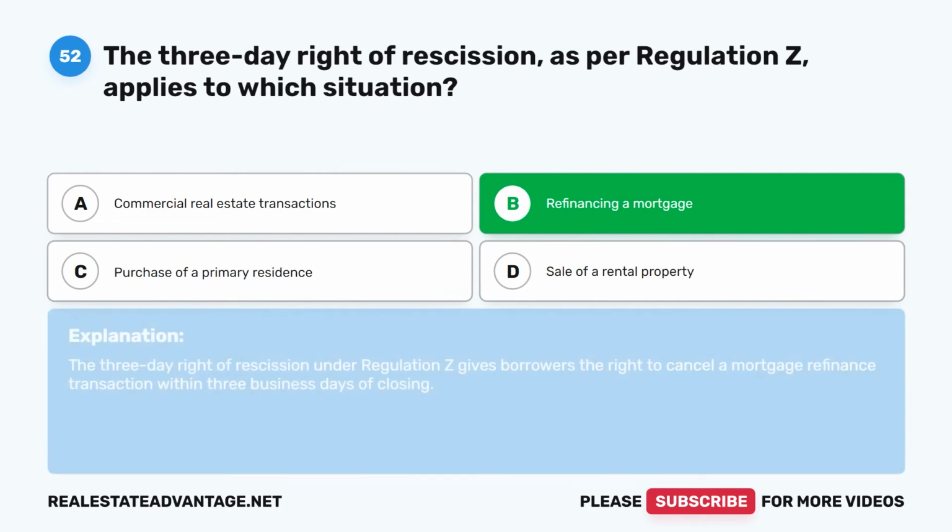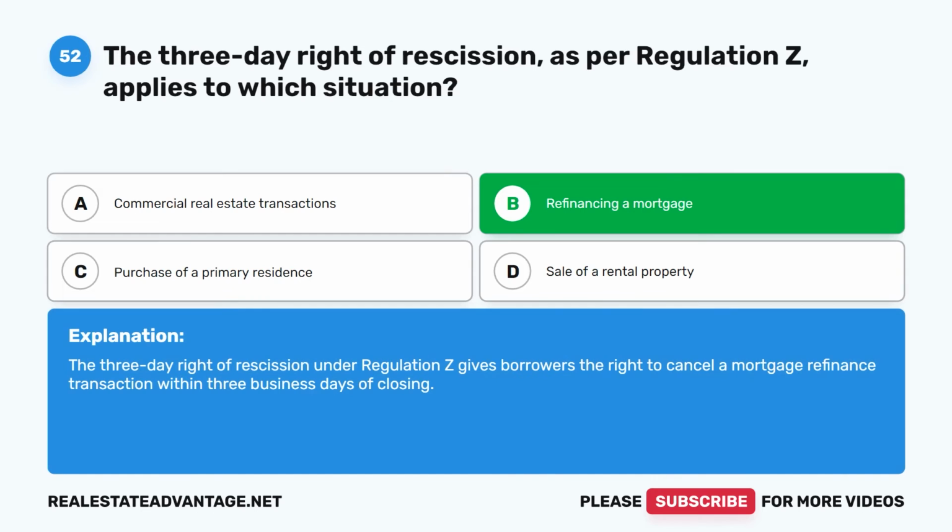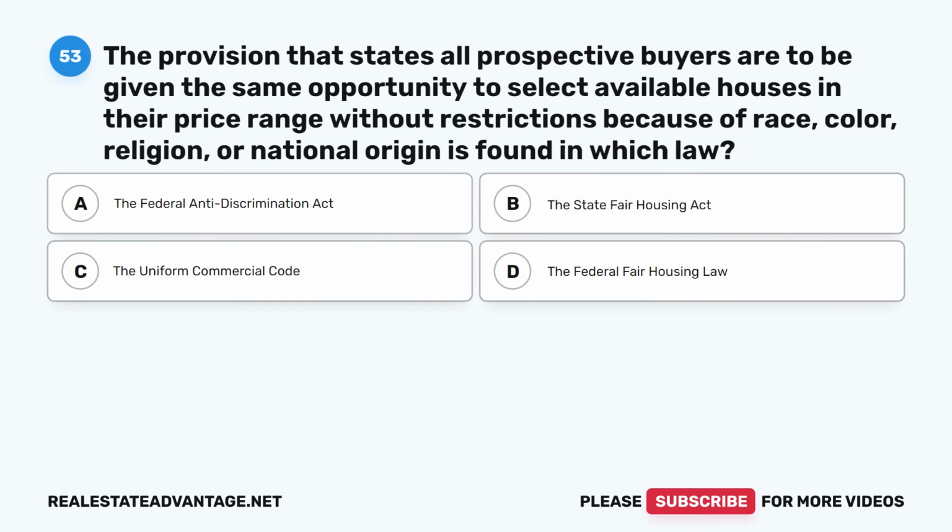Refinancing a mortgage. The 3-day right of rescission under Regulation Z gives borrowers the right to cancel a mortgage refinance transaction within 3 business days of closing. Question 53. The provision that states all prospective buyers are to be given the same opportunity to select available houses in their price range without restrictions because of race, color, religion, or national origin is found in which law?